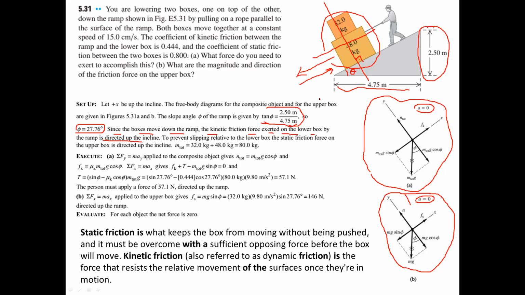You know this one. And because friction forces tend to prevent your moving, to prevent slipping relative to the lower box, the static friction force on the upper box is directed up the incline, okay? So M total for this case will be the mass of these two boxes here, 32 plus 48 kilogram, and total mass will be 80 kilogram.